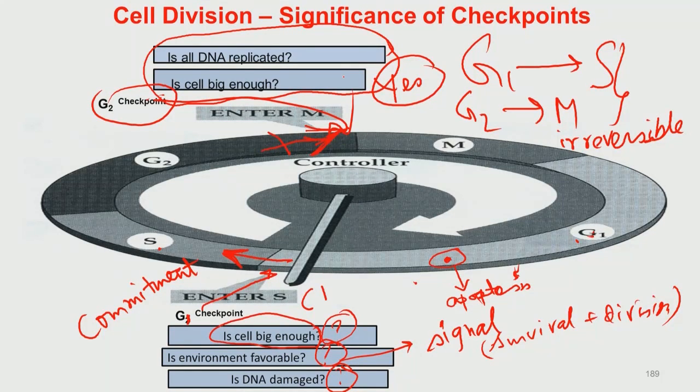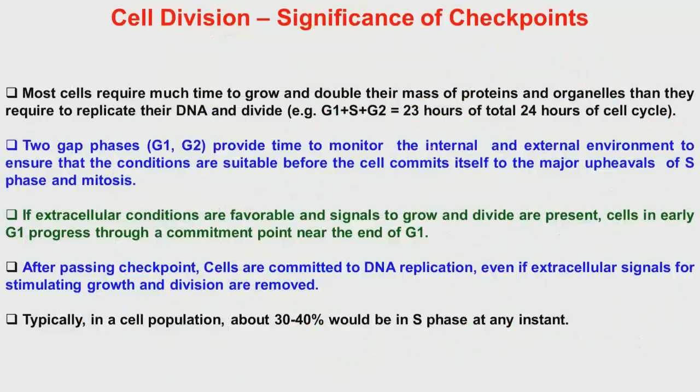And finally, once it goes to M, definitely this cell would go to 2 daughter cells finally. So, one mother cell will need to go to the 2 daughter cells. So, all these points that I mentioned have been summarized in this particular slide.